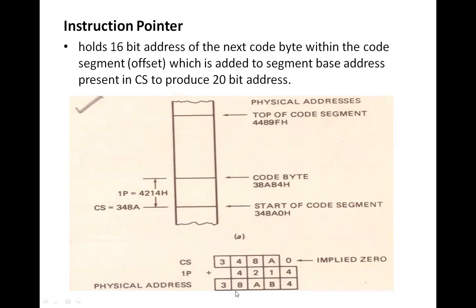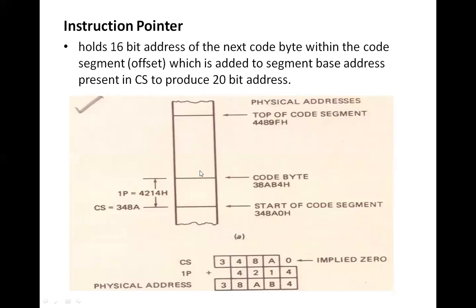And then once 38AB4 has been fetched, the instruction pointer automatically increments itself by 1, so that it becomes 4215. And the next instruction which will be fetched will be 38AB5, which is the next address. So in this way, this 20-bit address is being generated.